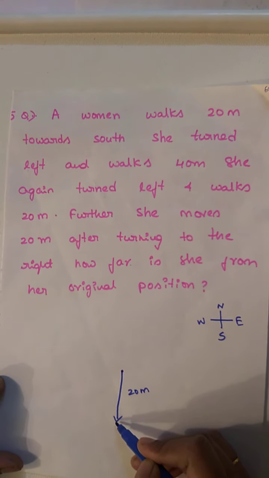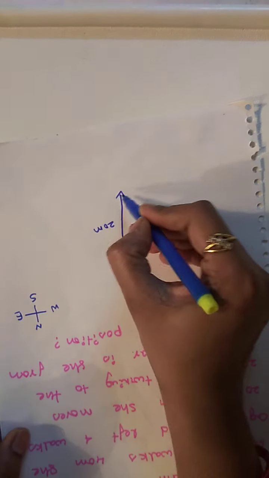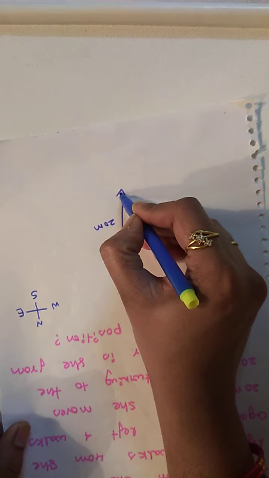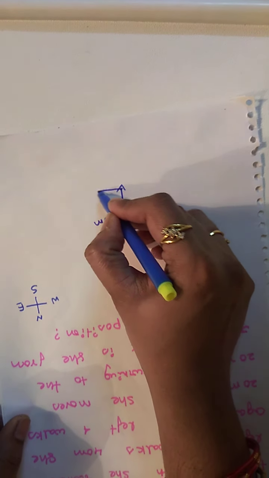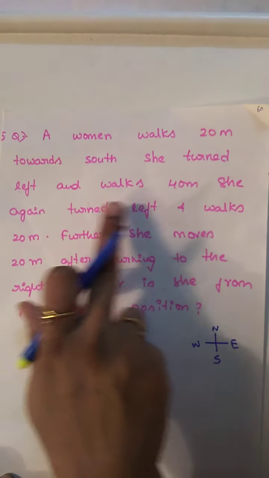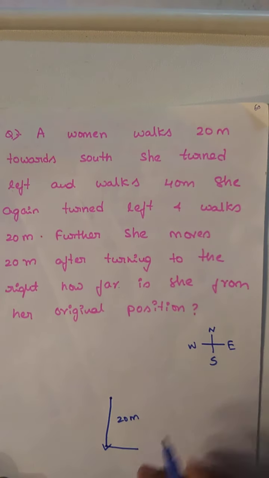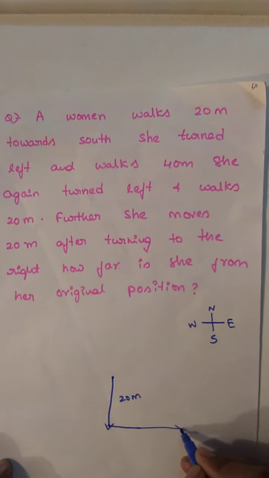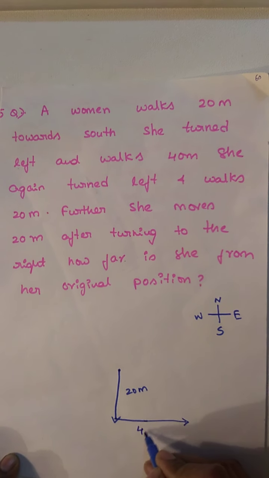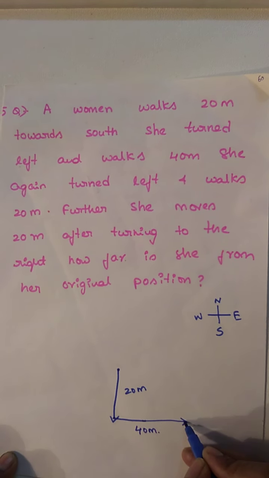She turned left. Now she is here. She turned left means she is here. She turned left means this side. She turns left and walks 40 meters. So she walked 40 meters. Now she is here.